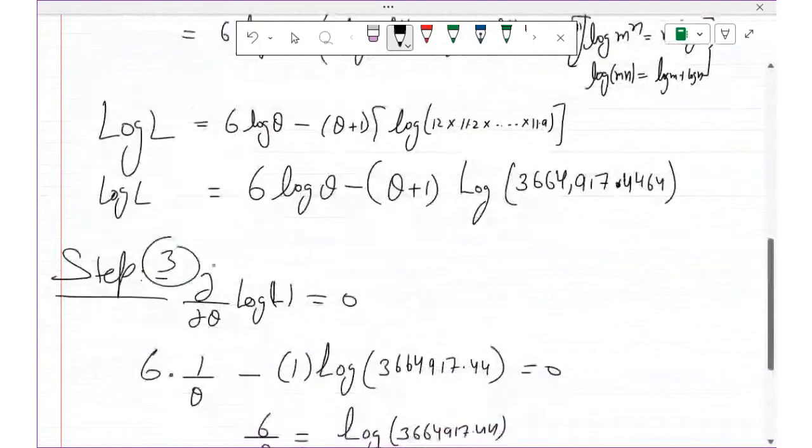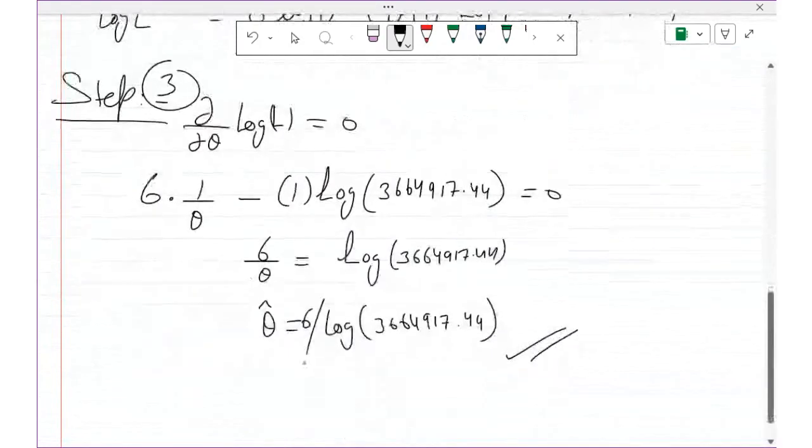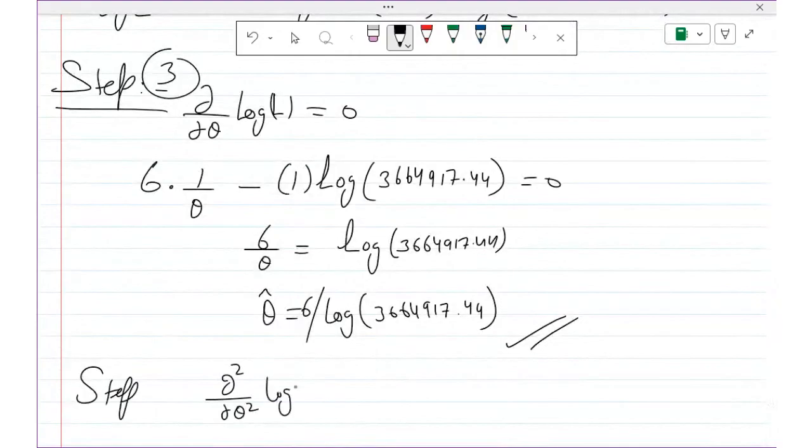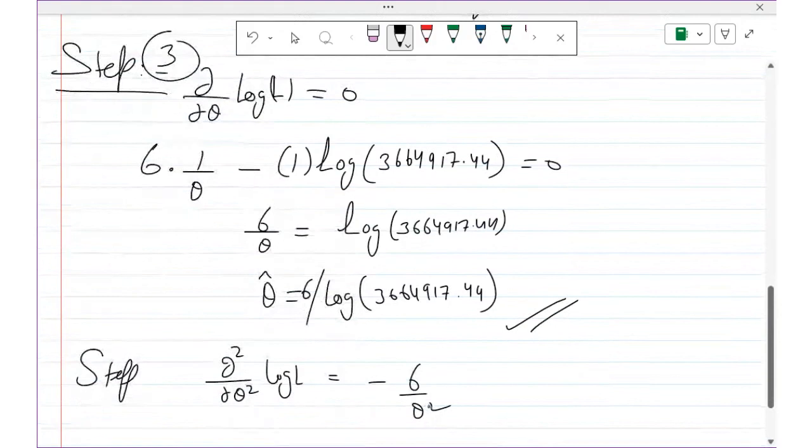You can leave till here, but just for the confirmation, the step 4 is if I do double derivative of this with respect to theta, so it will be minus 6 upon theta square. 6 is positive, theta square is always positive, because square of any number is always greater than equal to 0 and you have minus sign, so it is less than 0. So double derivative is negative, it means this point is point of maxima.